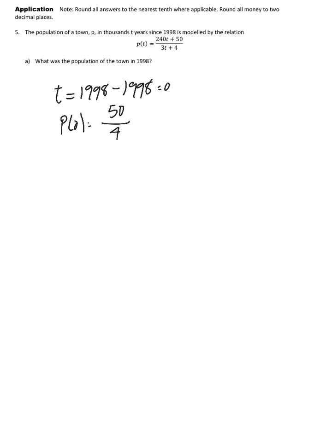plus 4. Now if you divide this one, remember that the population, this value is in thousands, so you really have to multiply this by 1,000, and this gives you 12,500 is the population in 1998.